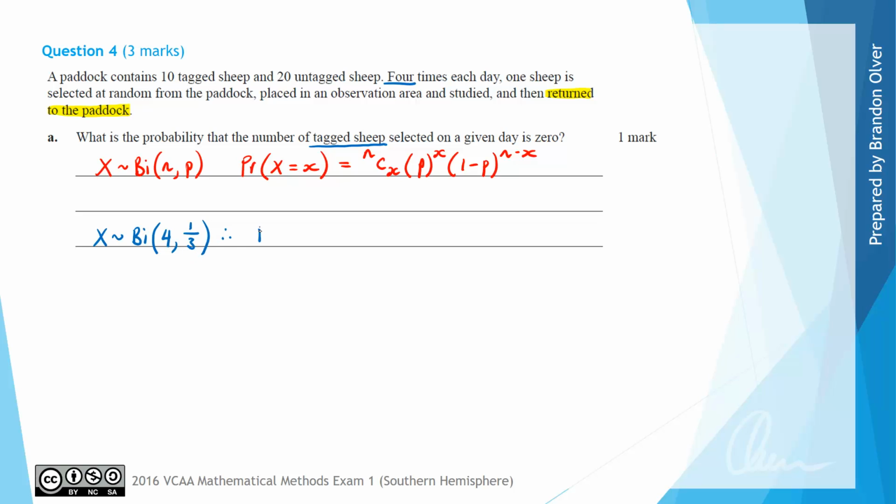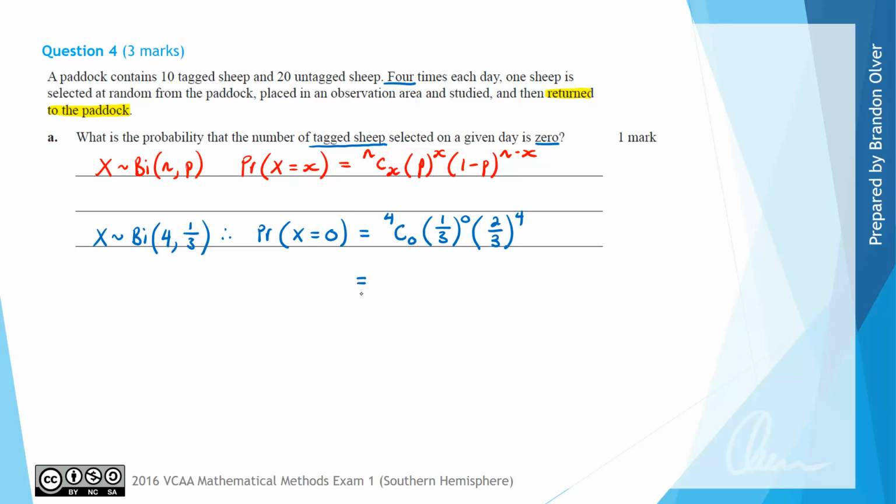So therefore the probability of choosing 0 tagged sheep, so that's the 0 there, is going to equal 4 choose 0 times the probability of success, which is 1/3 to the power of 0, and then the probability of failure, which is 2/3 to the power of 4.